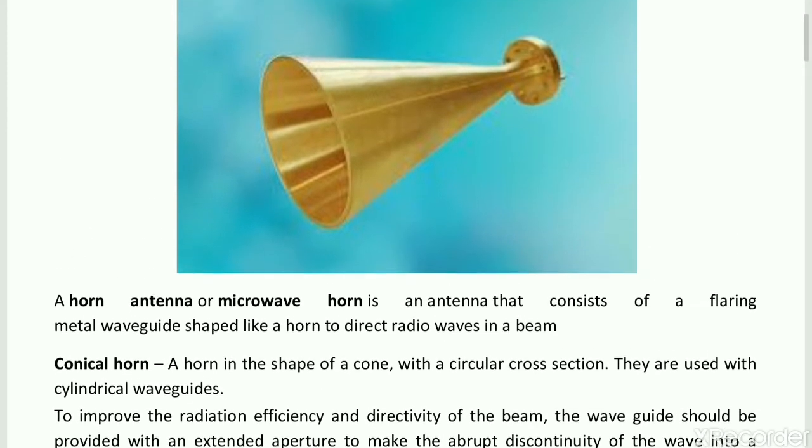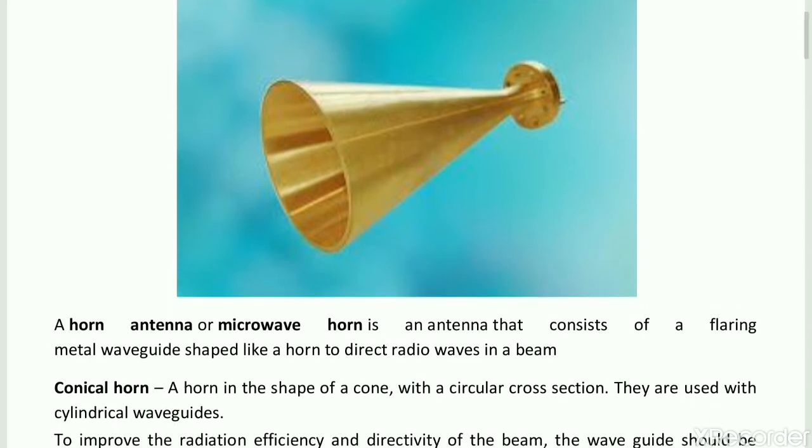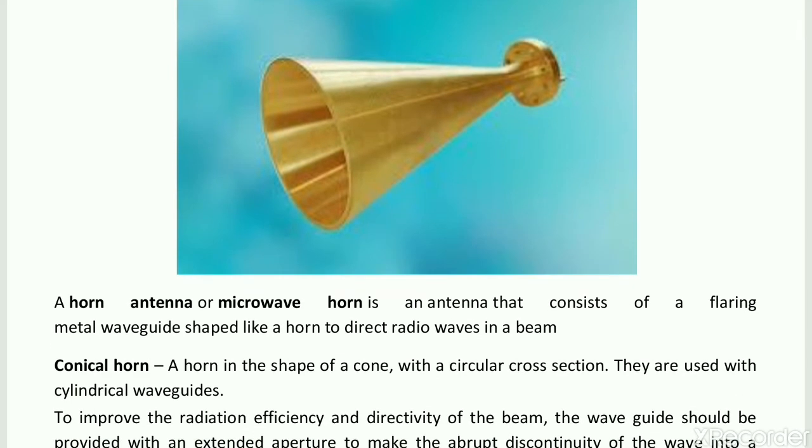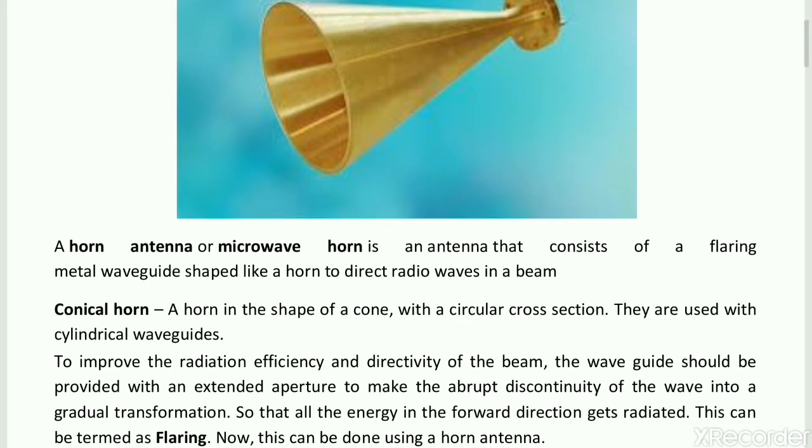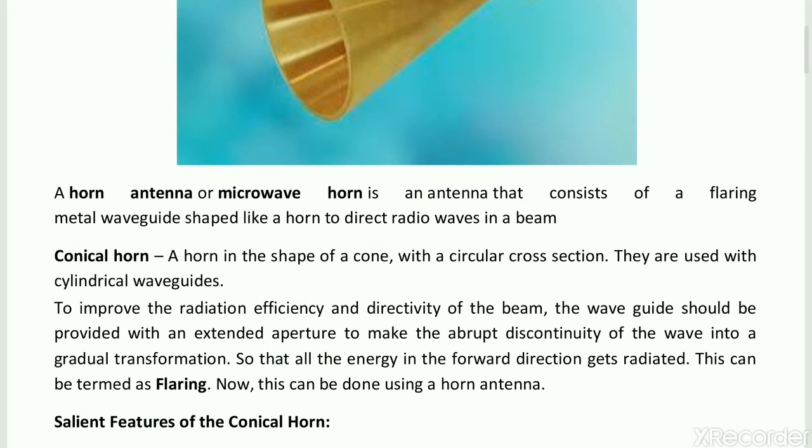So, as we see from this diagram, there is a conical structure of the horn and the circular cross section, which is at the aperture, we can say the aperture or the opening of this horn, there is a circular cross section and they are used with the cylindrical waveguides.